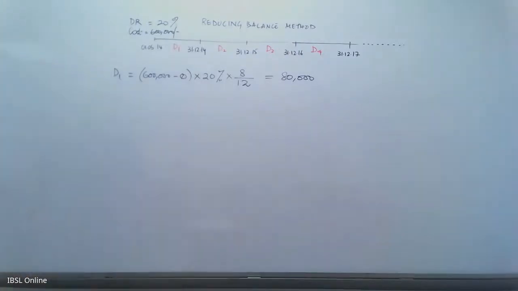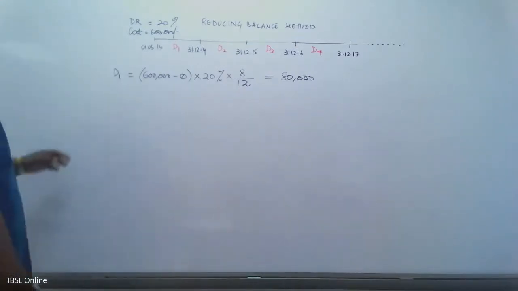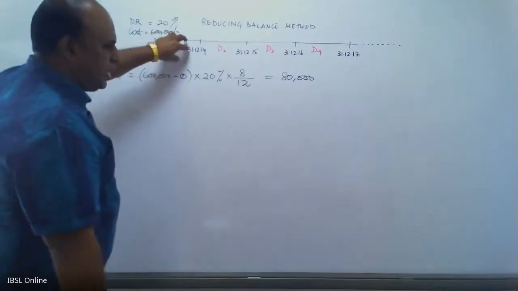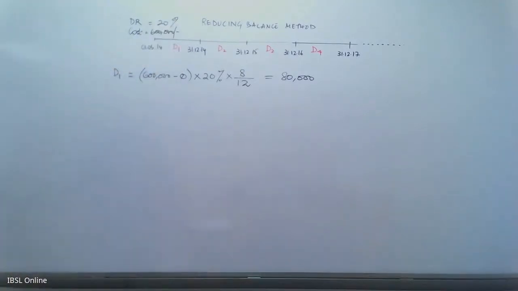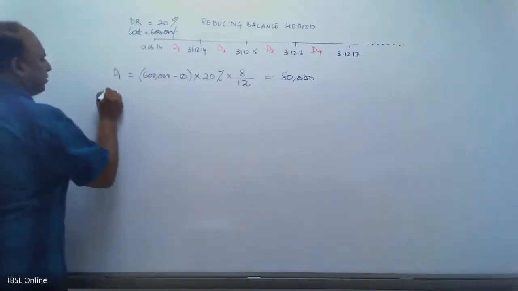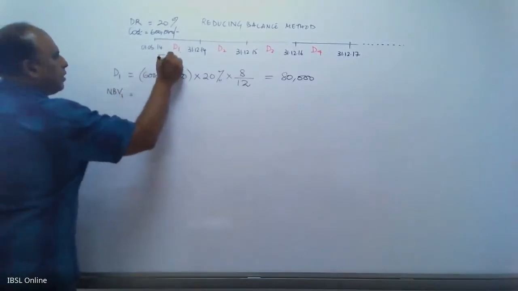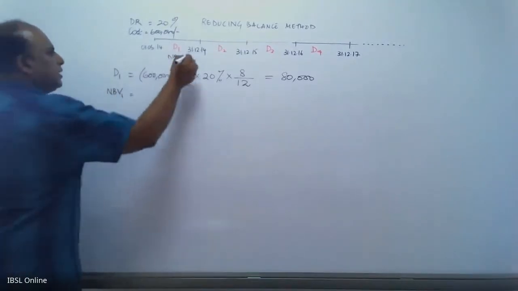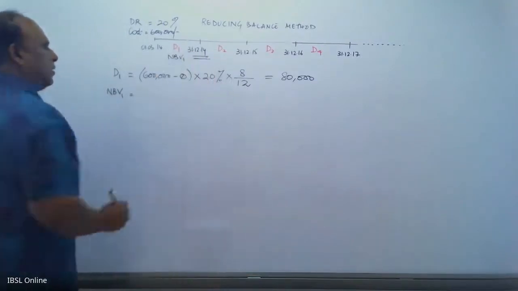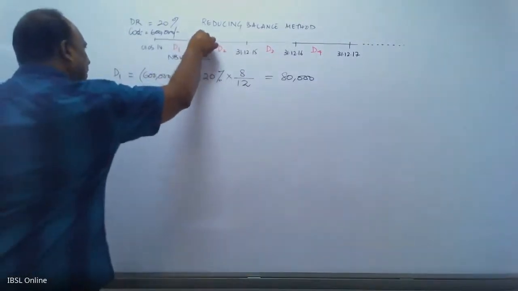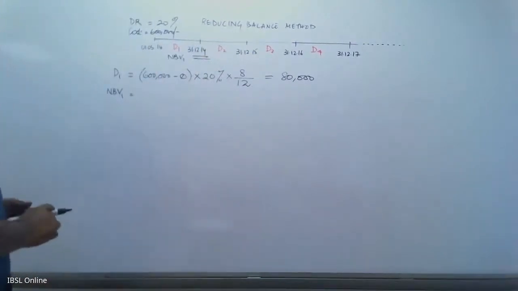Now what do you mean by reducing balance method is, once you have depreciated this asset in the first financial year, then you have to calculate what is the carrying value of this asset. So let me calculate the NBV1. Net book value 1. That is at this point in time. So this is where you will end your first financial year. So it will be 31st December 2014.